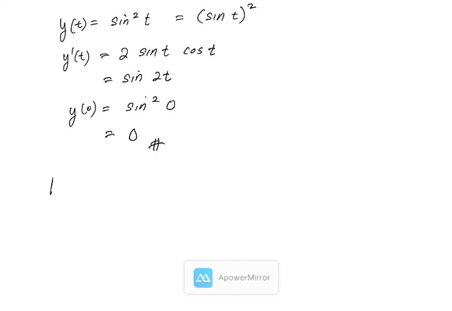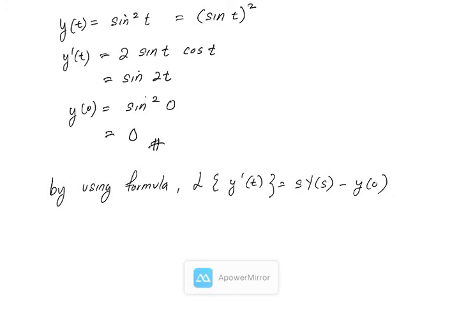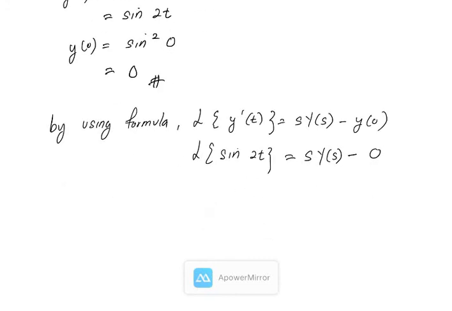Then by using the formula, the Laplace transform of y prime(t) is equal to sY(s) minus y(0). So the Laplace transform of sine 2t is equivalent to sY(s) minus 0. y(0) is 0, so you get 0 here. So sine 2t is referred to the table of Laplace transform.